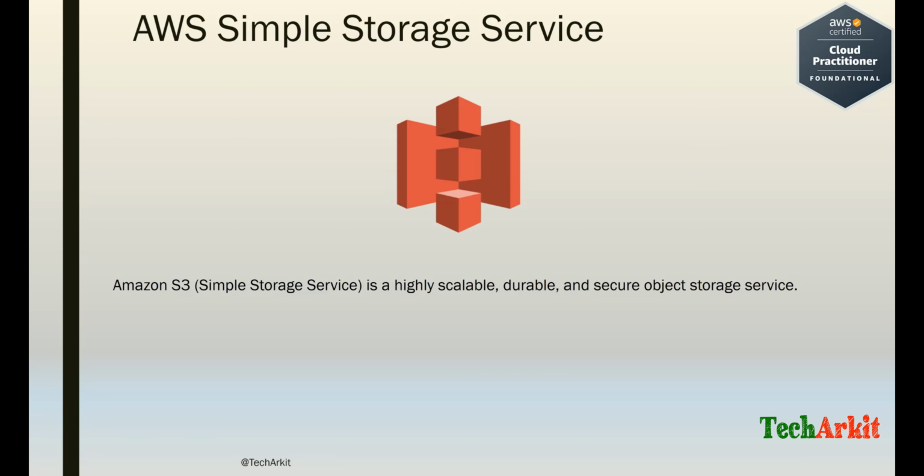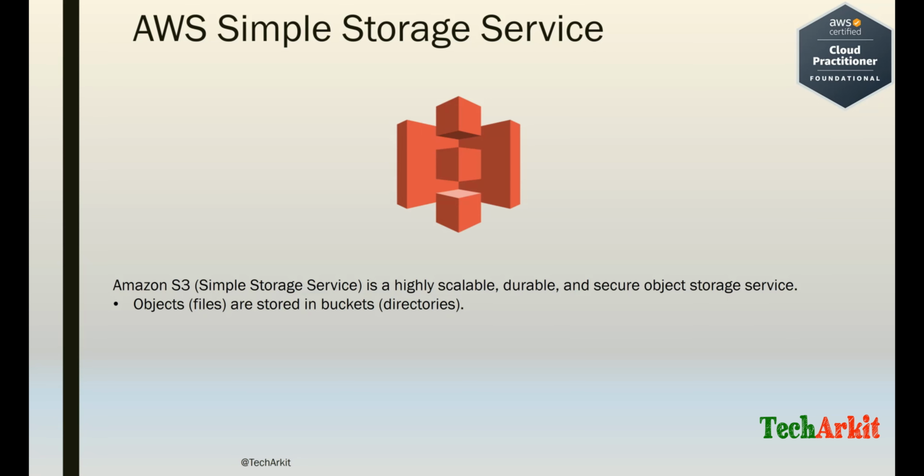Object storage means whatever files you store in a bucket are considered objects. That's why it is an object storage service. It does not have any associated file system, so there are no compatibility issues. You just throw the object and it saves the object, whatever the file type is. So that's AWS S3, a highly scalable, durable, secure object storage.